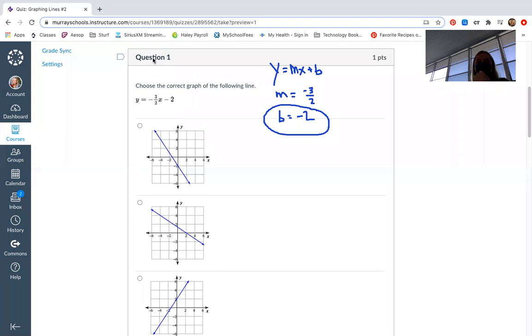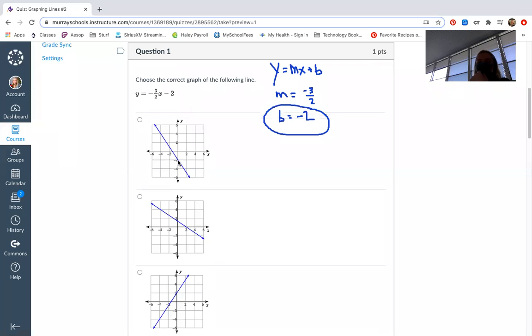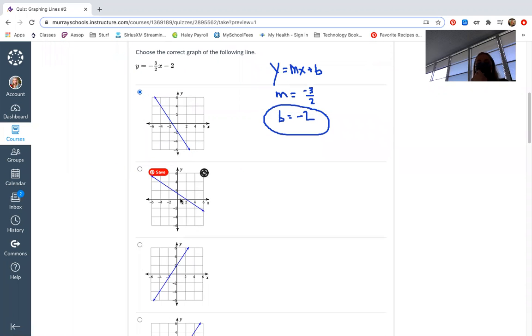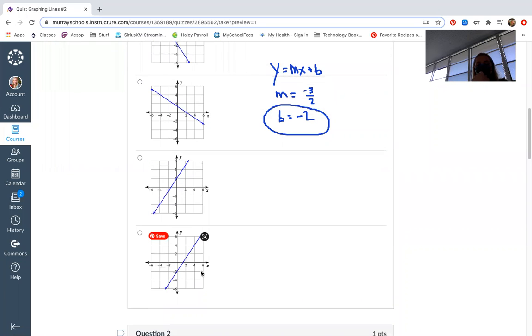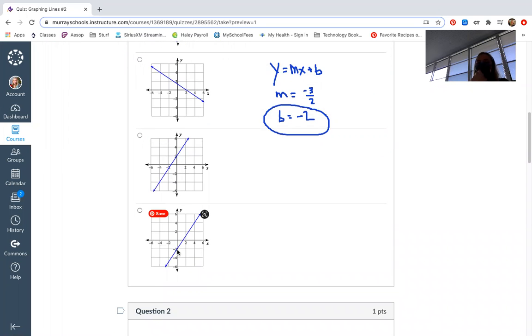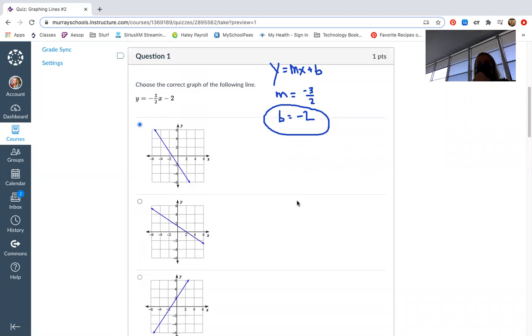So let's look at these options and see which one works. This one starts at -2, so far so good. And if I look at it, it goes down, it's hard to see, so I'm gonna go up to this dot. It goes down 3 to the right 2. That one does work. Let's check the other ones to make sure they don't work. This one passes at like +1 or something. That's not going to be our answer. This one passes at +2, so that's also going to be wrong. This one passes at -2, so that's good, but then it goes up 3 to the right 2. It doesn't follow our slope of -3/2. So that one does not work. So on this practice test, our only one that worked was A.